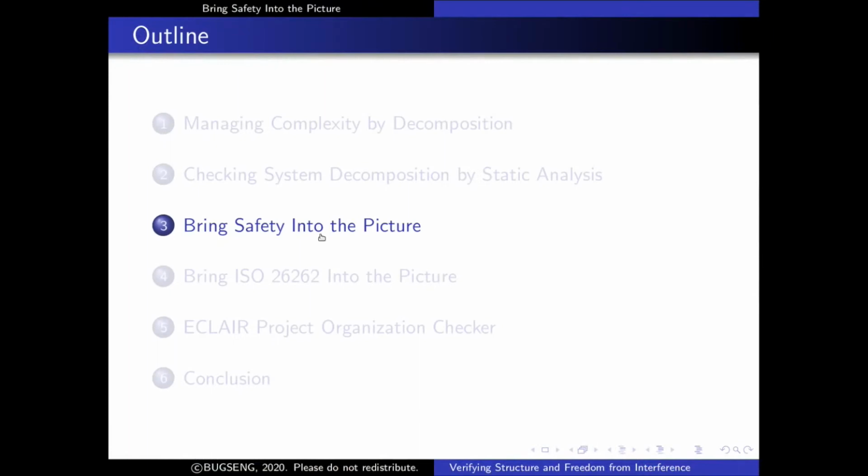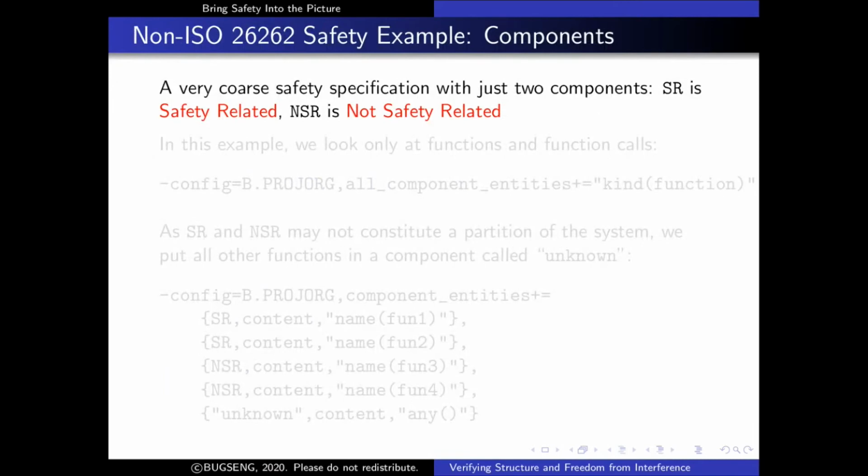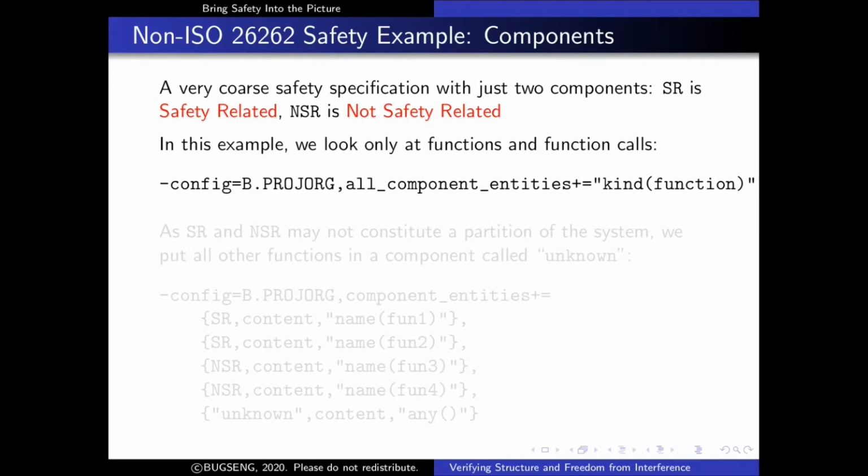Okay, so let's bring safety into the picture, even though most of you should already have guessed that basically safety and security are not different. It simply means that you will pay attention to a certain kind of interactions for additional reasons. Okay, so let's start with something that is not related to ISO 26262. It's a very coarse safety specification with just two components. One is called SR, shorthand for safety related, and the other one is NSR, shorthand for not safety related. In this example, we only look at functions and function calls. We don't look at variables in this example.